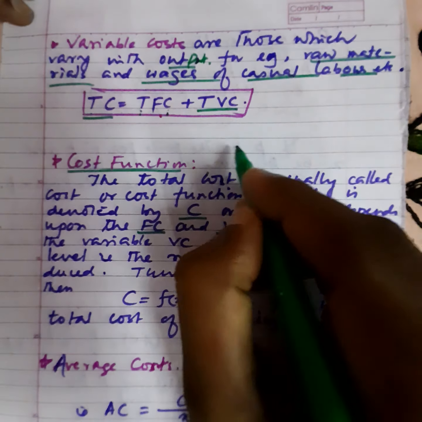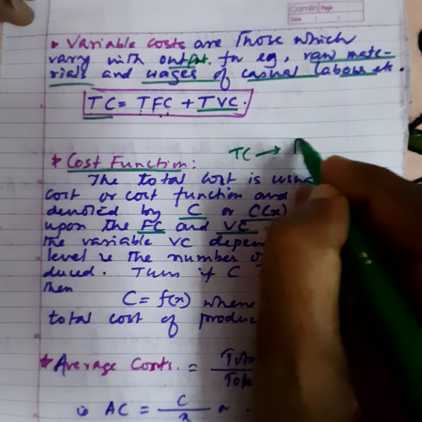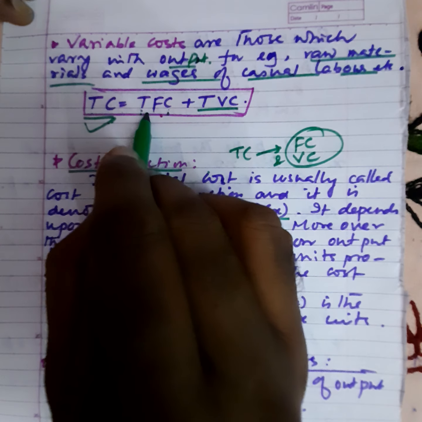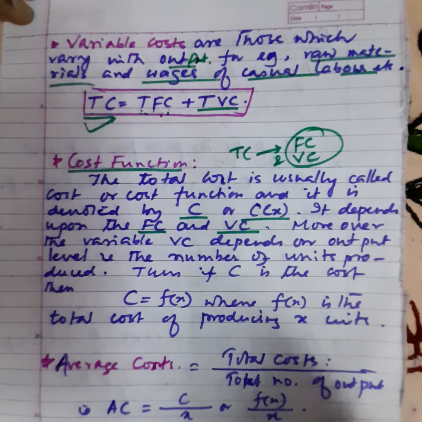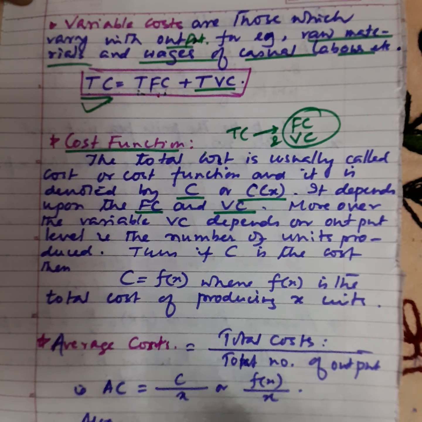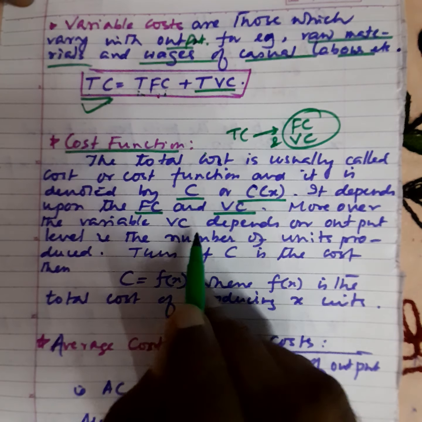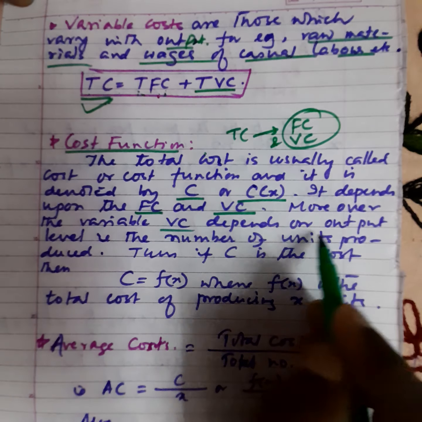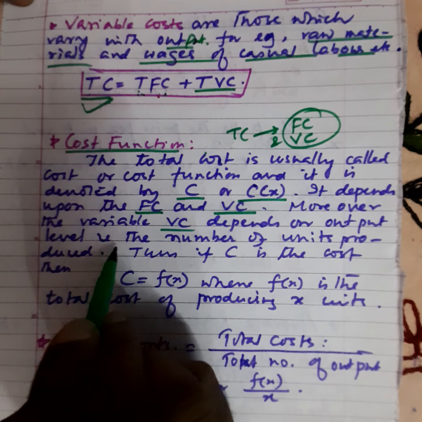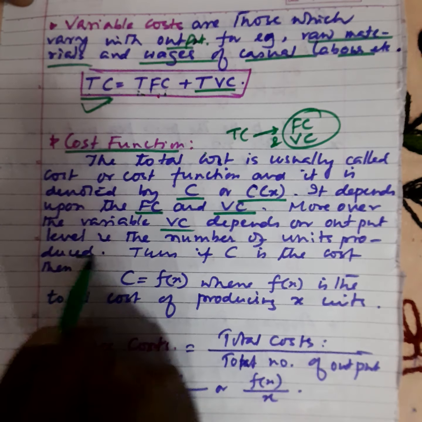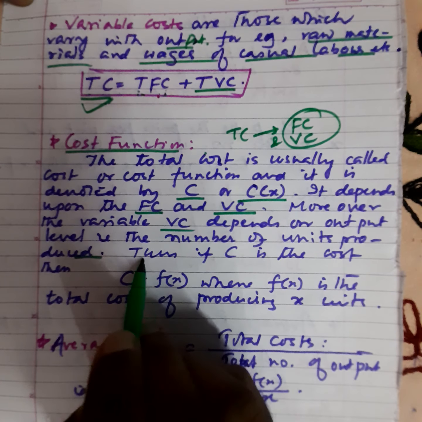The total cost depends upon what? Fixed cost and variable cost. We already said that total cost is equal to TFC plus TVC. TFC means total fixed cost and TVC means total variable cost. Moreover, the variable cost depends on the output level, that is, the number of units produced.